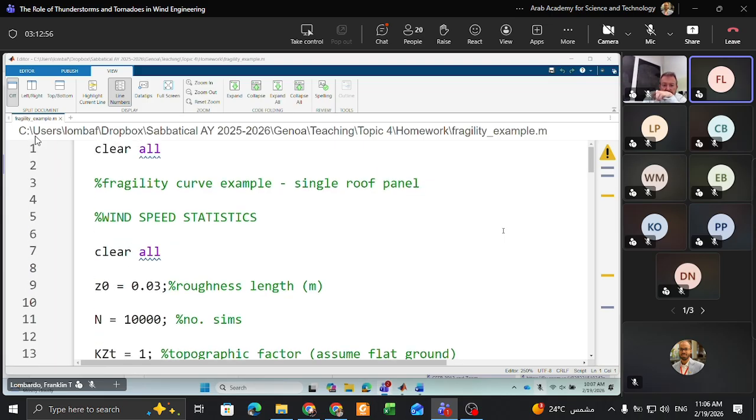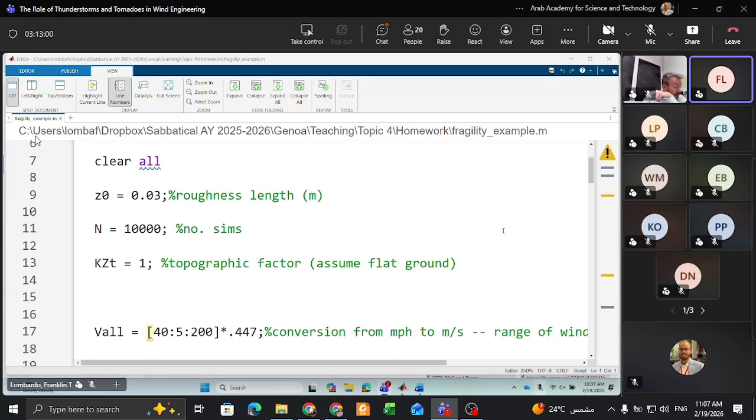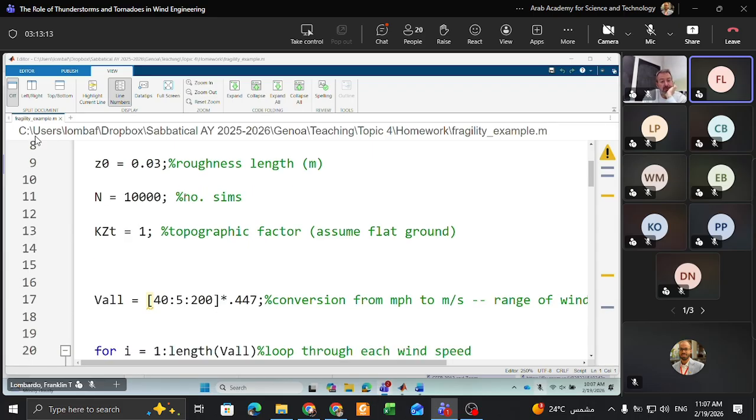So what I'm going to do is, we have our wind speed statistics. One thing you'll see back in the slides is that it has an exposure. Kz varies with exposure, so at some point here I convert the roughness length to an exposure value. I'm going to do 10,000 simulations for a given wind speed. Kzt, you'll see on the slides, is just one, and it's deterministic. There's no variation there.